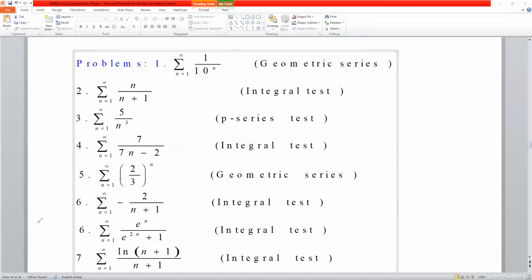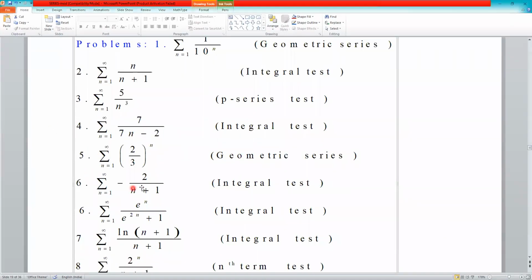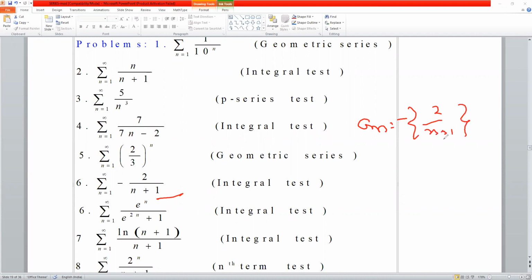Summation of n equal to 1 to infinity of minus 2 by n plus 1. Here a n is equal to minus 2 by n plus 1. Let us write the sequence now. This sequence is a decreasing sequence for all n greater than or equal to 1. The sequence is a decreasing sequence.